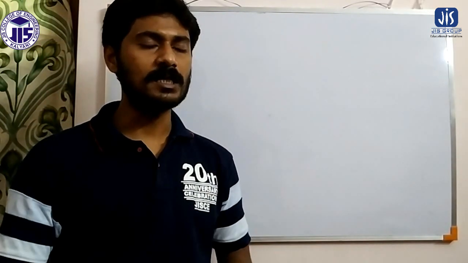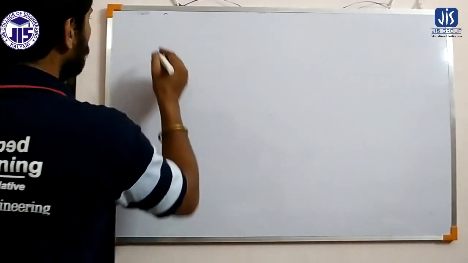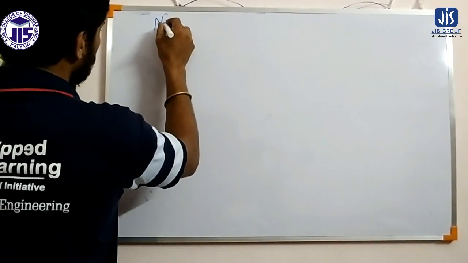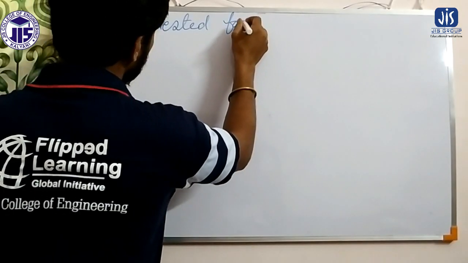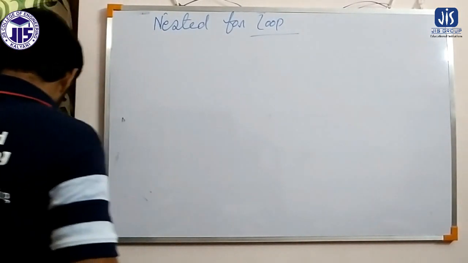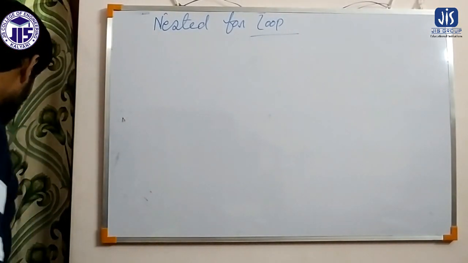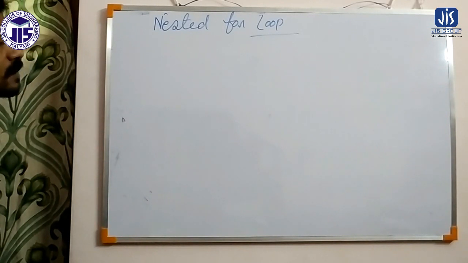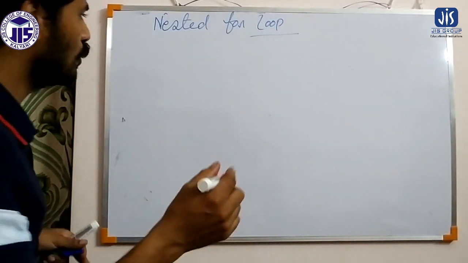What we are going to discuss is the nested for loop. Nested for loop is basically, in case of nested for loop, a for loop we can write inside another for loop. That is called nested for loop.